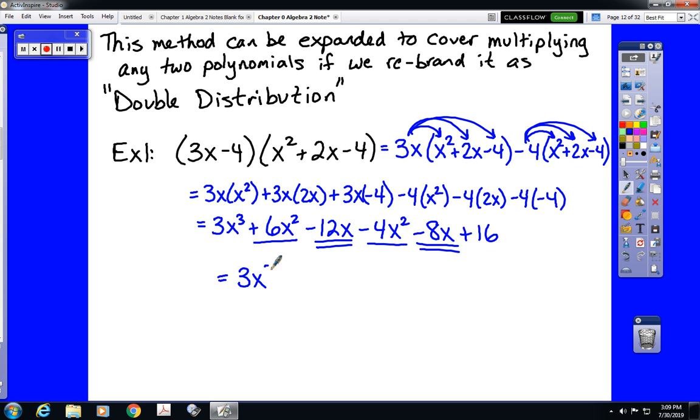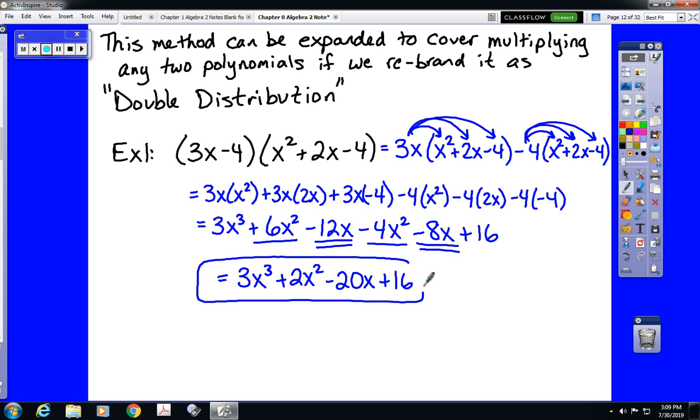So our final answer would be 3x cubed. We have a 6x squared and a negative 4x squared, so plus 2x squared. Negative 12x minus 8x is minus 20x. And don't forget the plus 16. Done.